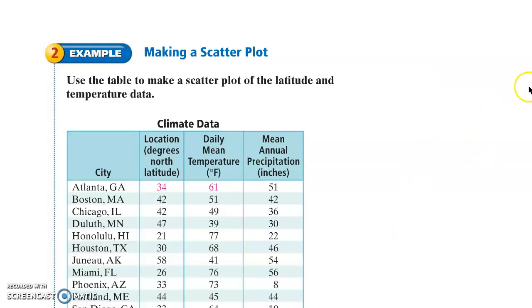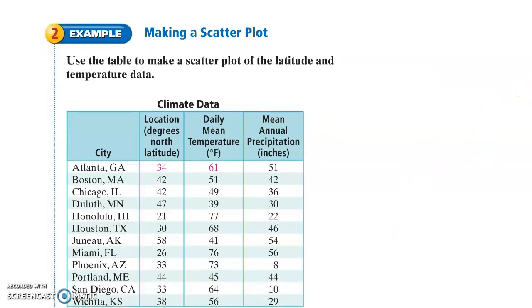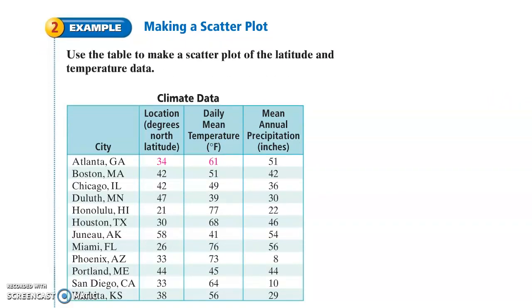Okay. Now we're going to go ahead and use a table to make a scatter plot of latitude and temperature data. Now this is important. Whenever they give you information and ask you to make a scatter plot, they're actually giving you the order in the way that they read the question. They want to make a scatter plot for latitude and temperature data. So latitude is going to be the x-axis and temperature data is going to be the y.